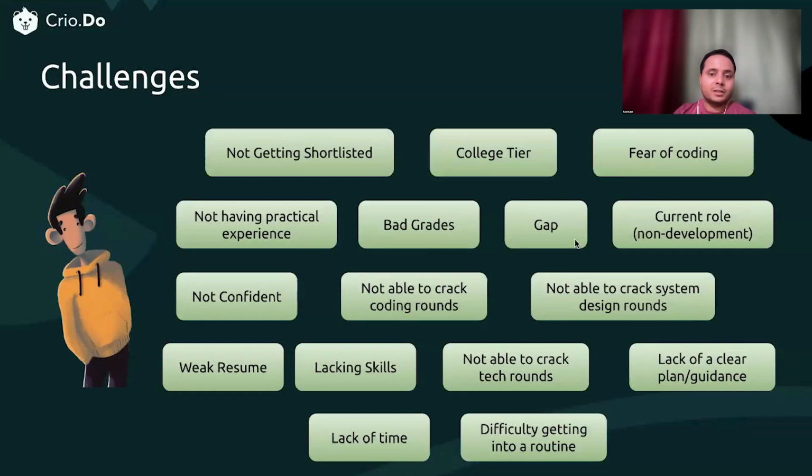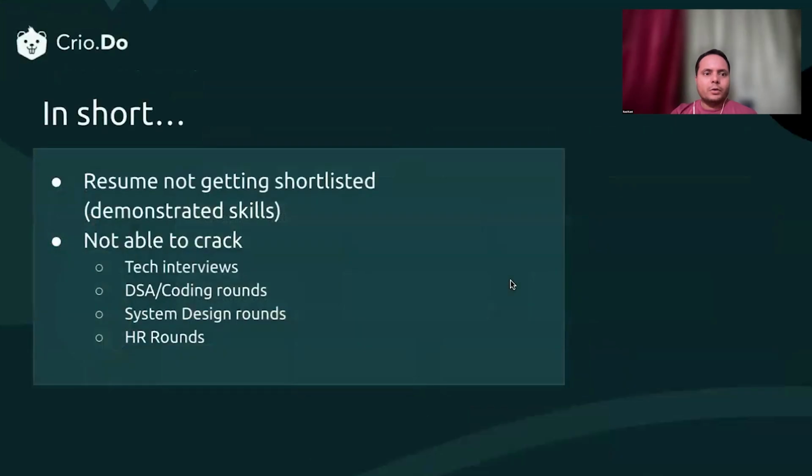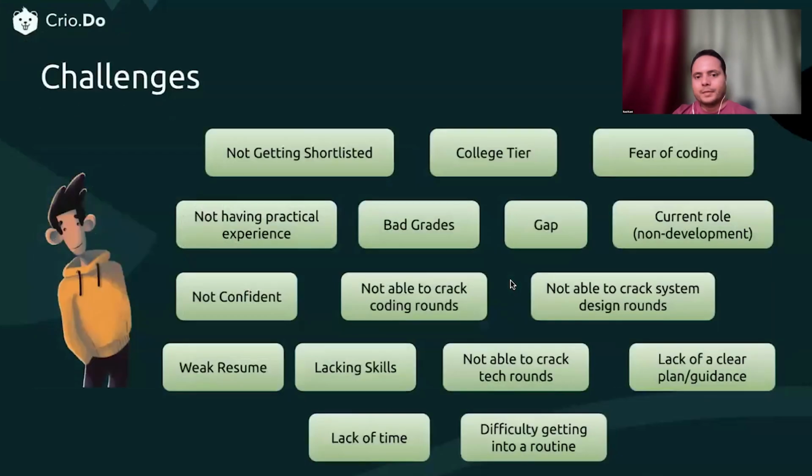Shortlisting, college tier making impact. You don't have good grades. There is a gap in your resume. You are not able to crack your tech rounds, not able to crack system design rounds, and several other things.